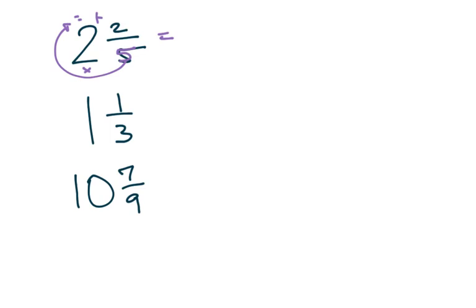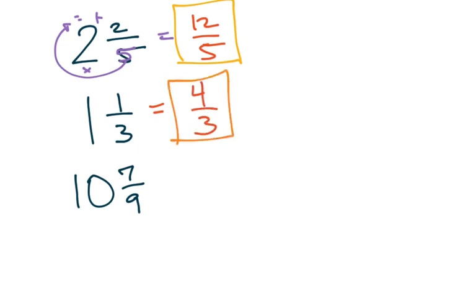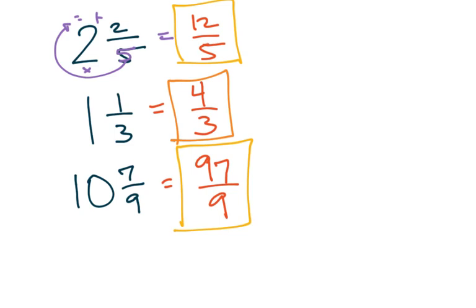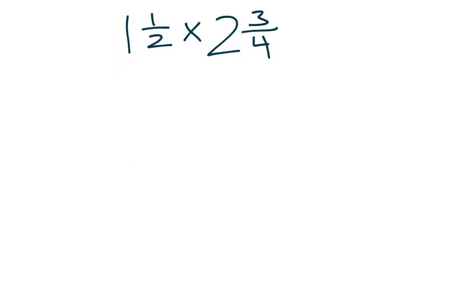And hi, you're back. So 5 times 2 is 10, plus 2 is 12 over 5. 12 fifths. Box it. Next one, you should have done 3 times 1, which is 3, plus 1, which is 4, 4 thirds. Box it. Next one, you should have done 9 times 10, which is 90, plus 7, which is 97, ninths. Box it. And this little skill is important, and it's mostly important for problems like this.